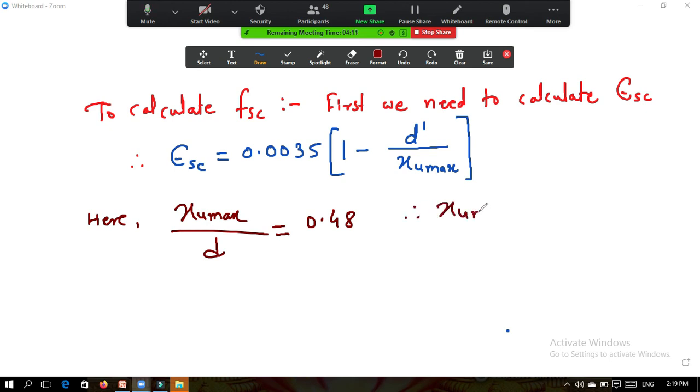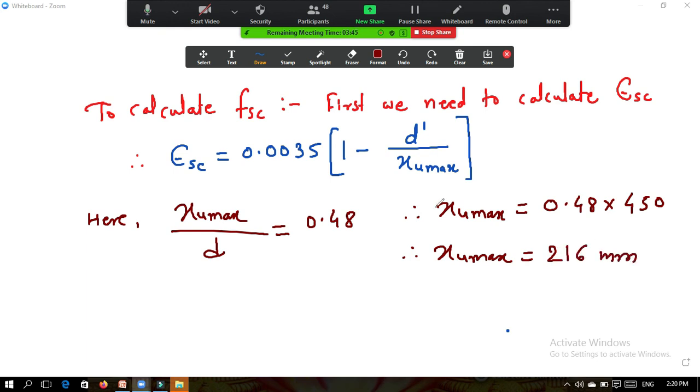Therefore XU max is equal to 0.48 into D. D is our effective depth. Effective depth, in the problem, is 450. Therefore XU max is equal to 216. Again put the value in the above equation.